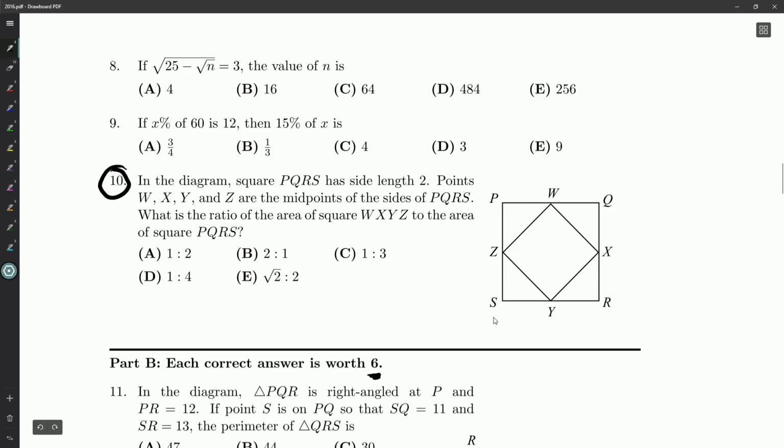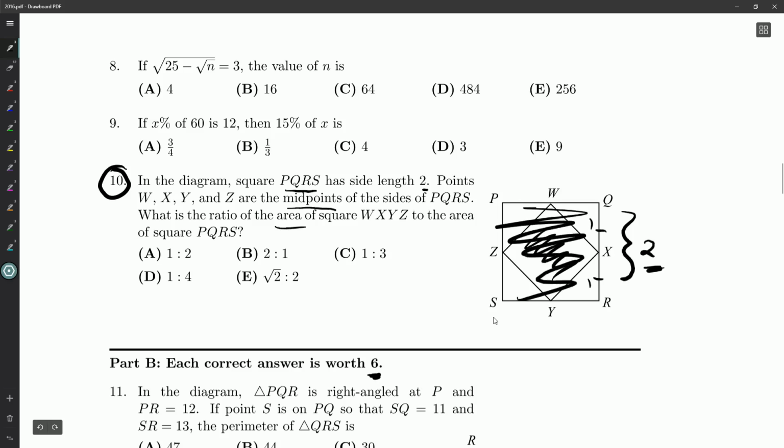In the diagram, square PQRS has a side length of 2. Points W, X, Y, and Z are the midpoints of these sides. So they split the sides of 2 in half, and so we get sides of 1 here. And what do we want? What is the ratio of the area of WXYZ to the area of the big square, PQRS?